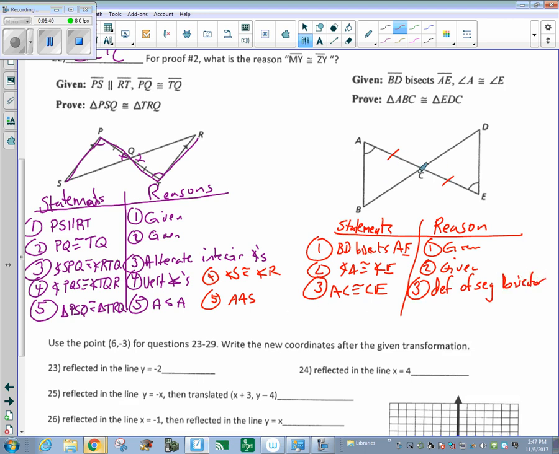And so now that I know those and I have those angles, well, I can say step 4, that angle, I'm going to use vertical angles here, ACB is congruent to angle ECD, and that would be vertical angles again.